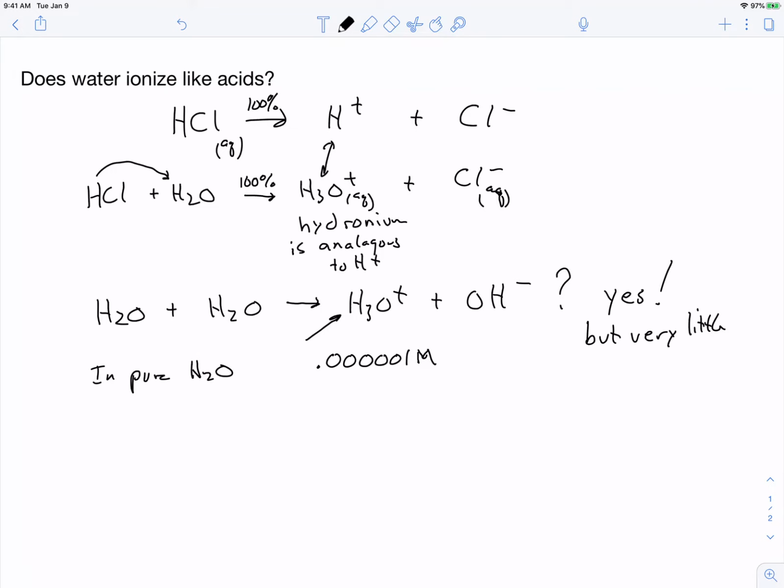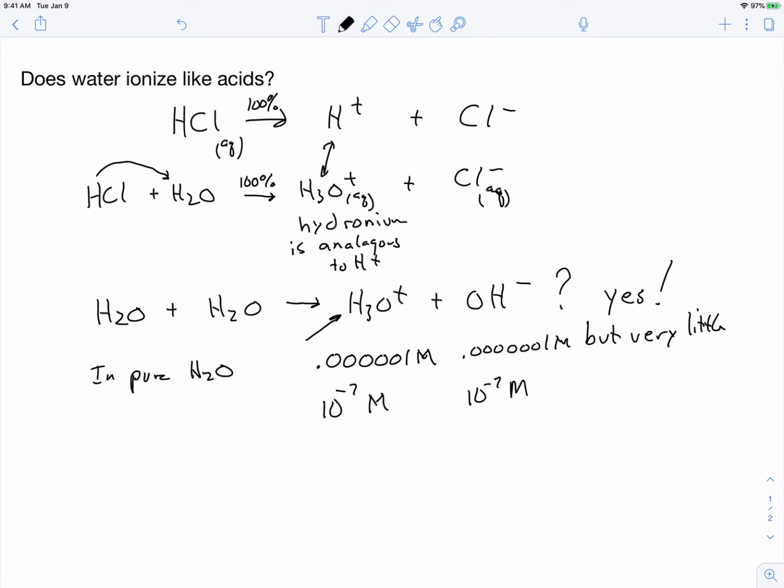So the hydronium is going to equal the hydroxide. So this also is the same concentration. Obviously, we could simplify this as 10 to the minus 7 molar, and hydroxide is 10 to the minus 7 molar. In pure water, they're going to be equal.